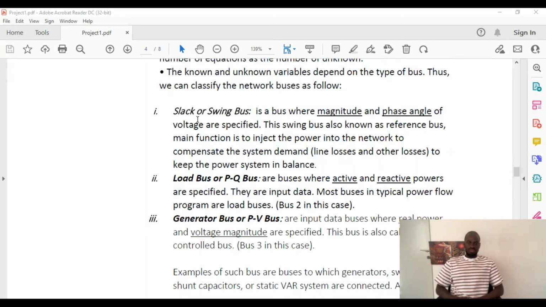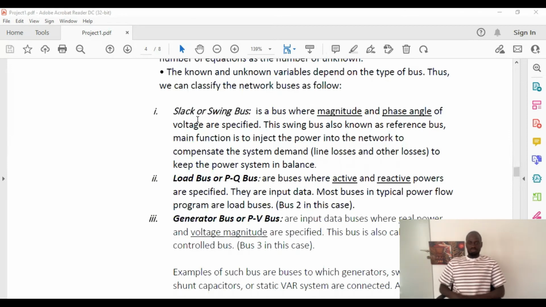The slack bus is also known as the swing bus. Sometimes you may also hear it called a reference bus. Its main function is to inject power into the network to compensate for the system demand and the losses, for example line losses, transformer losses, and other equipment, in order to keep the power system in balance.